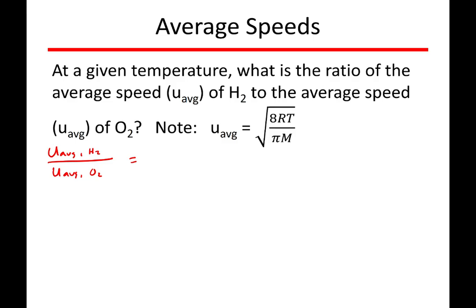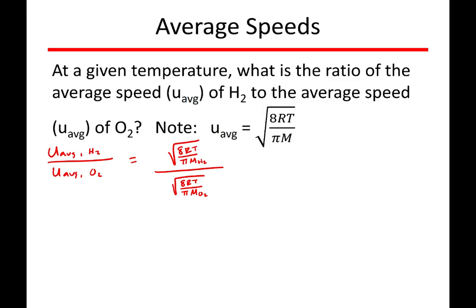Now what we can do is write the average speed equations for both the H2 and the O2. We're just going to substitute them into this equation here. So for the H2, we have the square root of 8RT over pi times M, where M is the molar mass of the H2. Divided by, for the O2, the square root of 8RT over pi times the molar mass of, in this case, O2. All right, now what we can do is begin to simplify this expression.